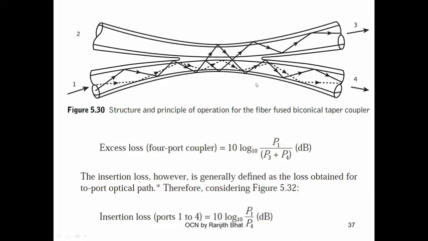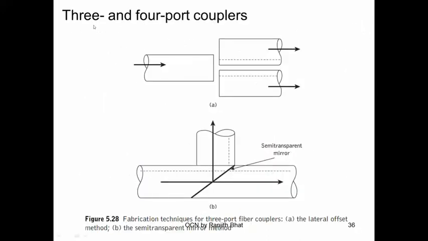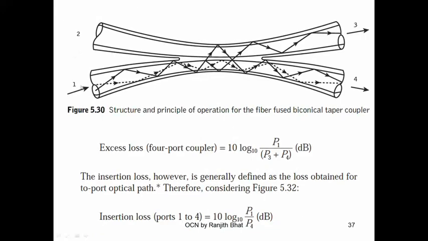Okay, 4-port is very important compared to 3-port. 3-port is what this idea is. In 4-port, you have one port where the fiber is allowing the light to be waveguided, and it is supposed to go to 3 and 4. Sometimes there is a possibility that it comes back to 2. So we are going to see the losses in all the cases. Different losses have different names. So this is the excess loss, which is for the 4-port coupler.